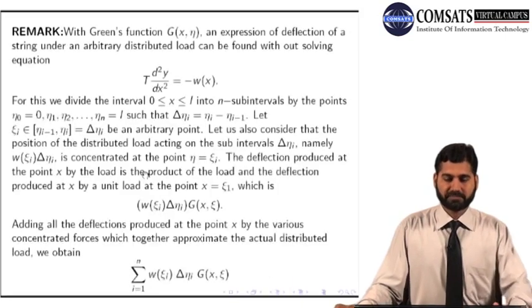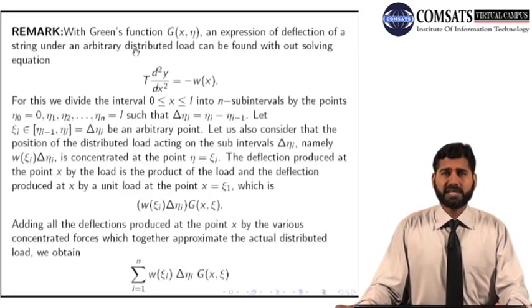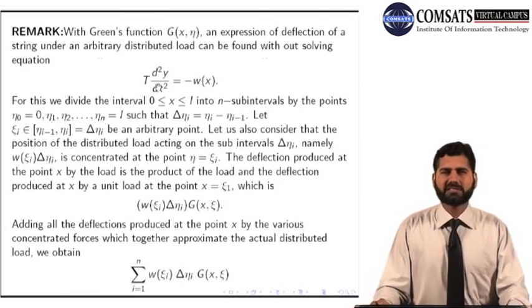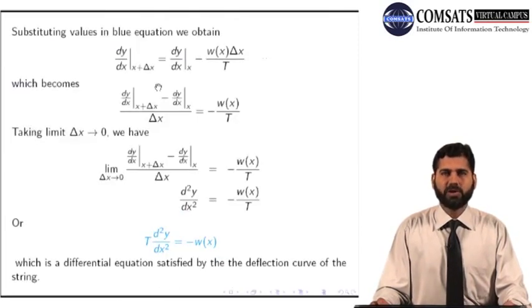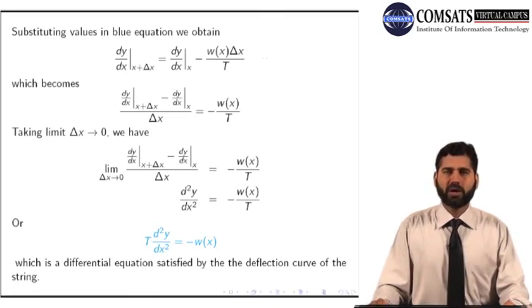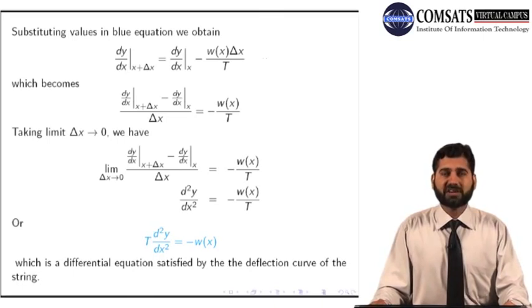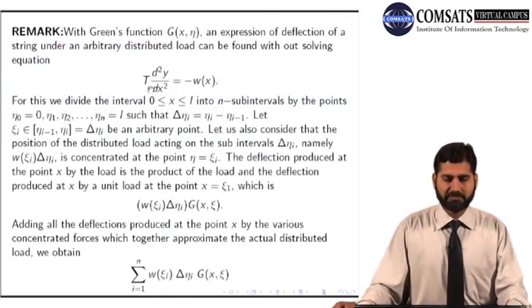So remark, with Green's function g(x, eta), an expression of deflection of a string under an arbitrary distributed load can be found without solving this equation. See, we haven't solved it; this is the solution for the concentrated load. We did not solve this blue equation, which was the deflection caused by the distributed load on the string. So what we do is we can use that Green's function of the concentrated load to get the solution of this equation. And how can we do that? Let's see it from here.